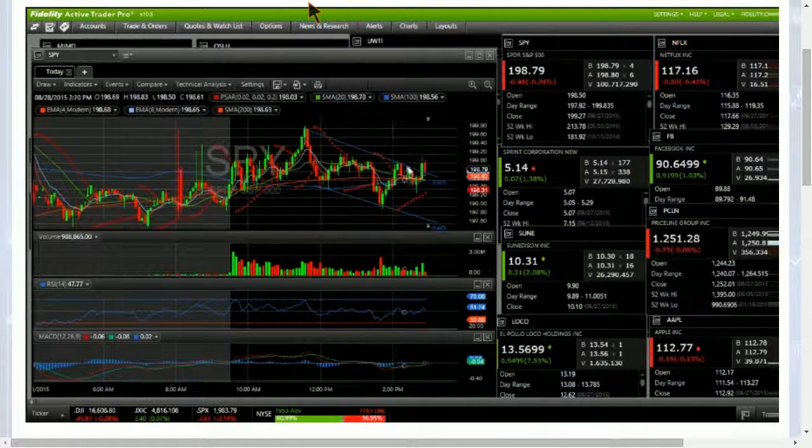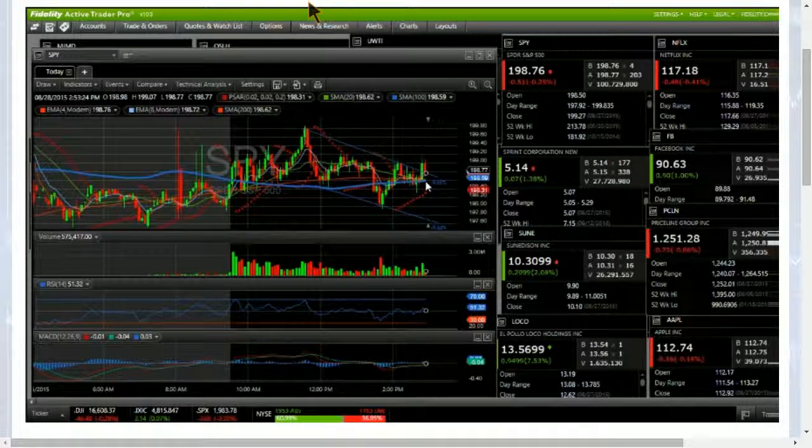We're going to be watching for SPY to hold these key support levels, and looking like the end of the day will be bullish.